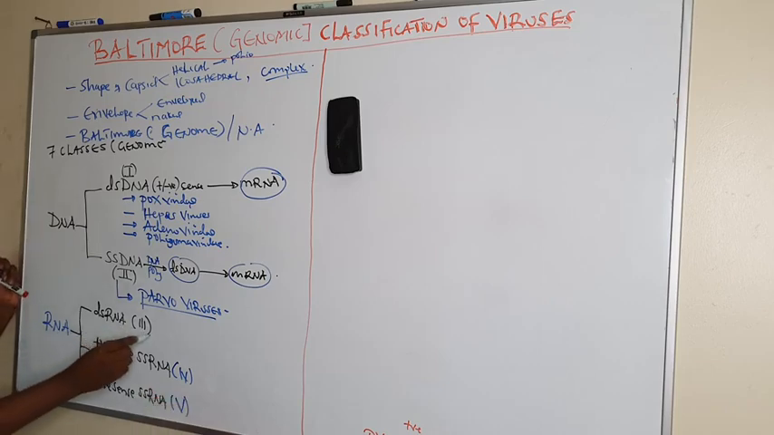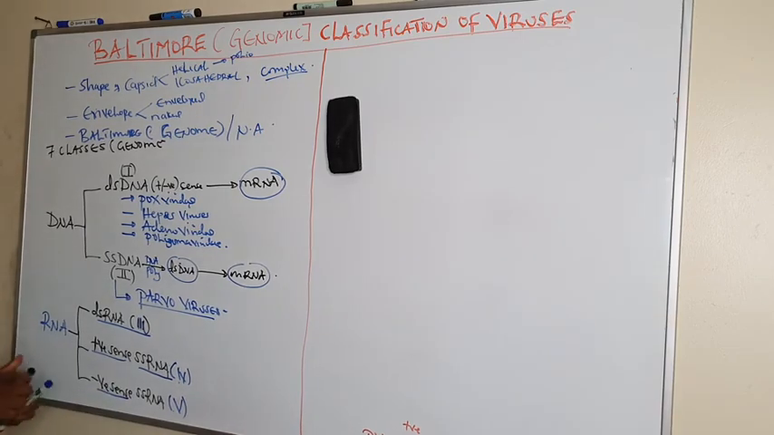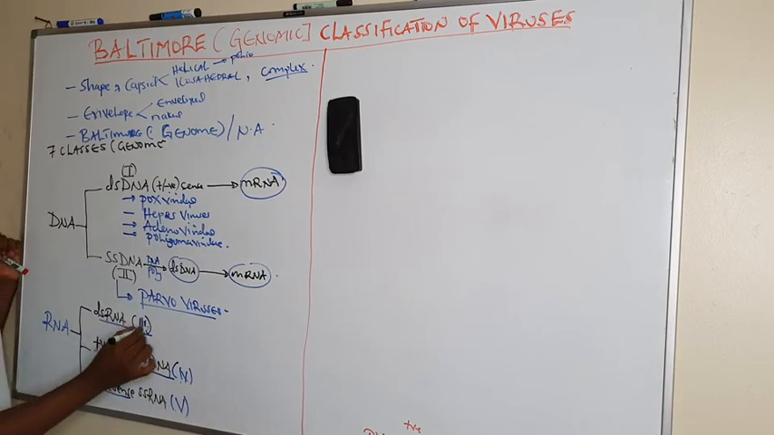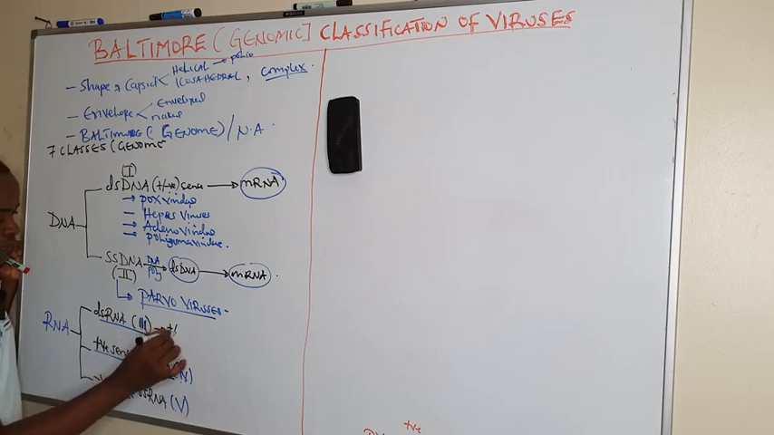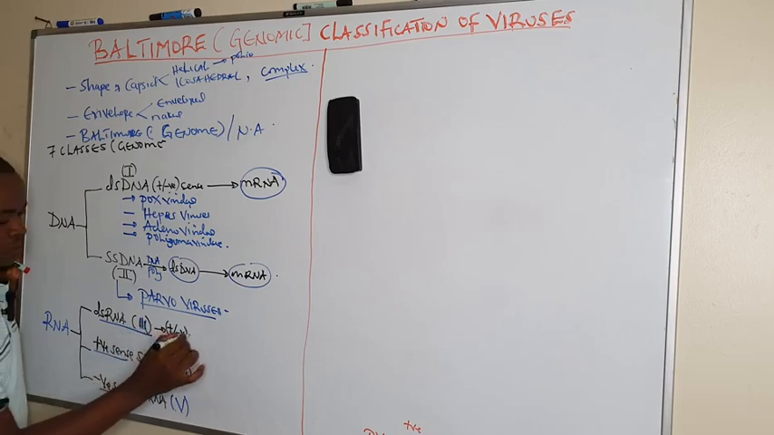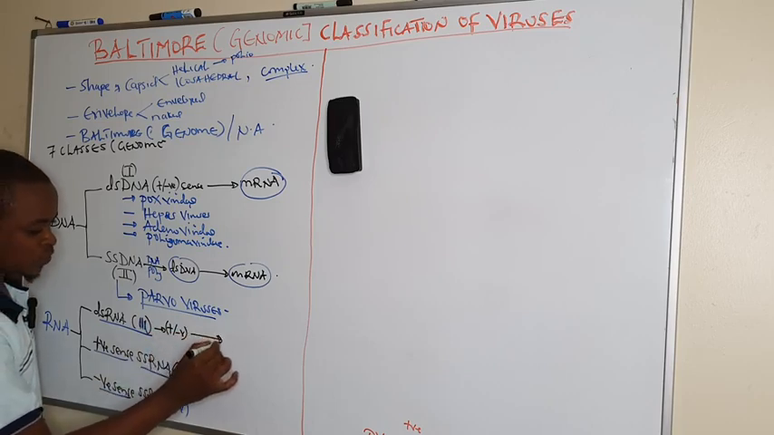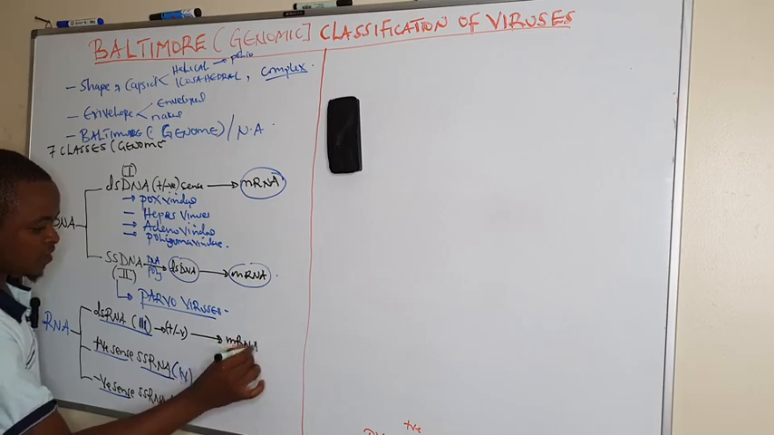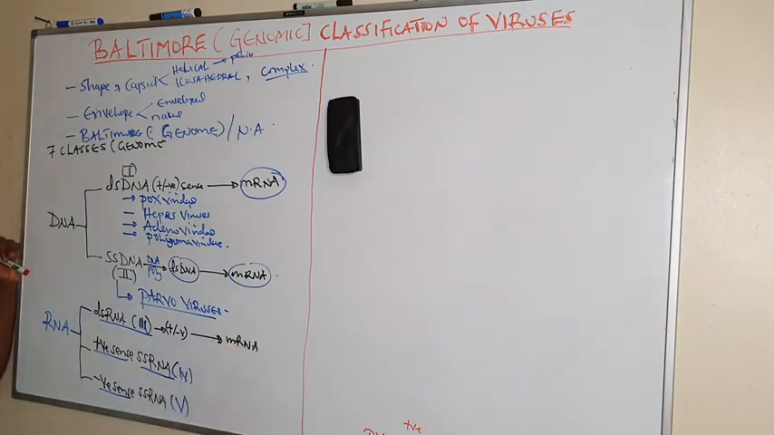Whereby class number 3 is double-stranded RNA. Then single-stranded RNA with the positive sense is number 4. Then single-stranded RNA with negative sense becomes number 5. And for double-stranded RNA, they have both positive and negative sense, so they are directly converted to messenger RNA for transcription or for formation of proteins like the capsid.